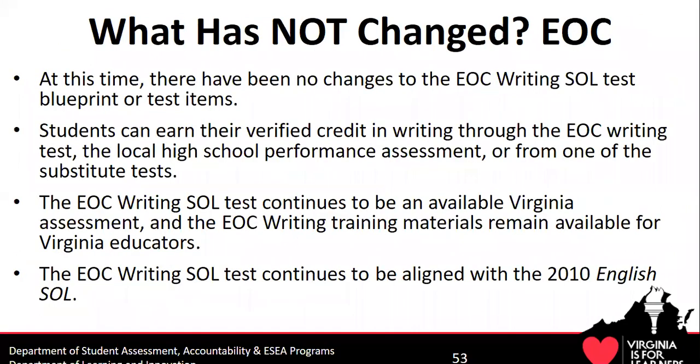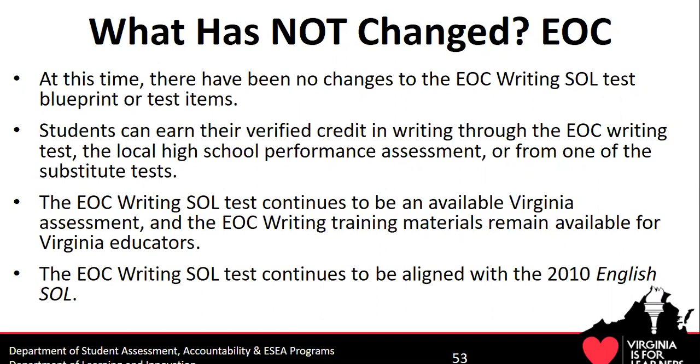And then what has not changed for end of course. So at this time, there have been no changes to the end of course writing SOL test blueprint or test items. Students can earn their verified credit in writing through the end of course writing test, the local high school performance assessment, or from one of the substitute tests. And the end of course writing SOL test continues to be an available Virginia assessment, and the end of course writing training materials also remain on the Understand Scoring website for Virginia educators. And the end of course writing SOL tests, along with the 8th grade writing SOL tests, continue to be aligned with the 2010 English Standards of Learning.